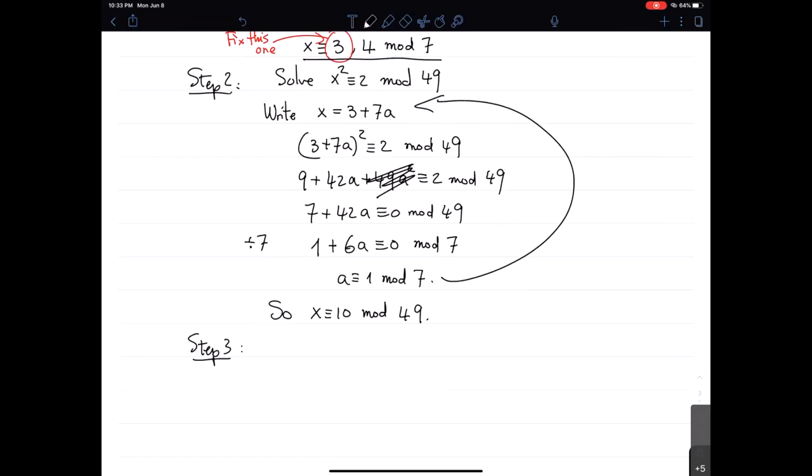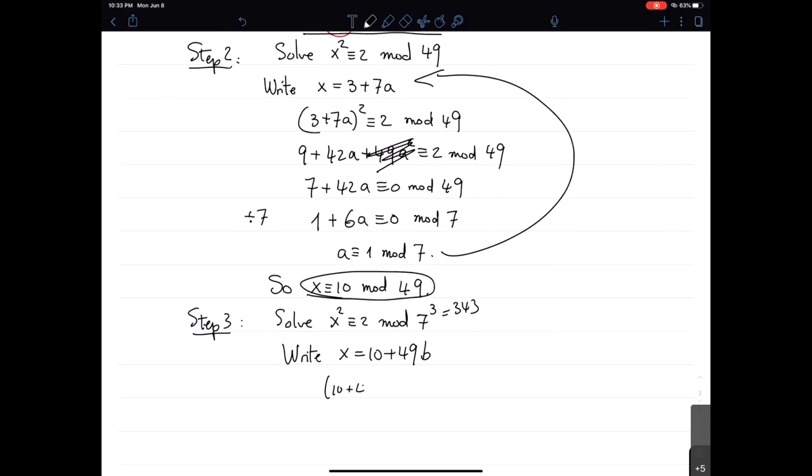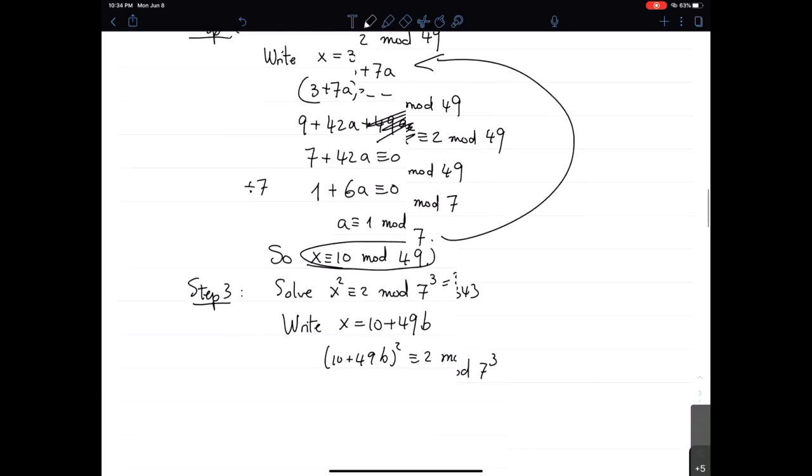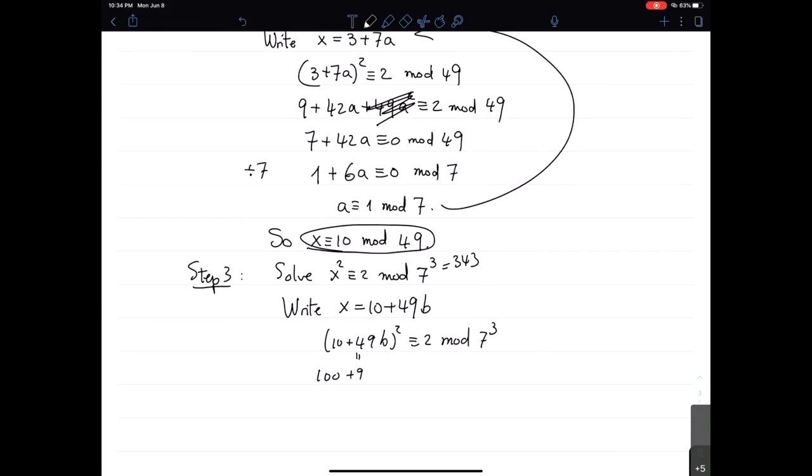Now the next step. You kind of know already what I'm going to do. I'm going to solve x squared congruent to 2 mod 7 cubed. This is 343, if you want to know, though I don't think it matters. I want to write x equals 10 plus 49b, because I already know that x is congruent to 10 modulo 49. So again I do the same thing, mod 7 cubed. It's going to be complicated. Plus 49b squared congruent to 2, but mod 7 cubed this goes away, since it's a 7th power, an even higher power.